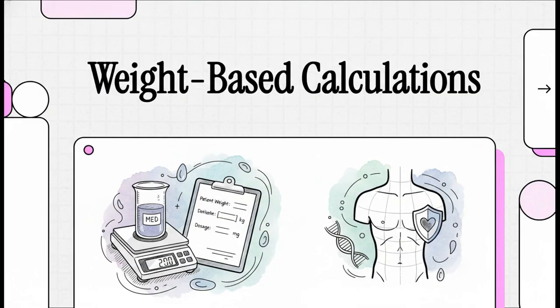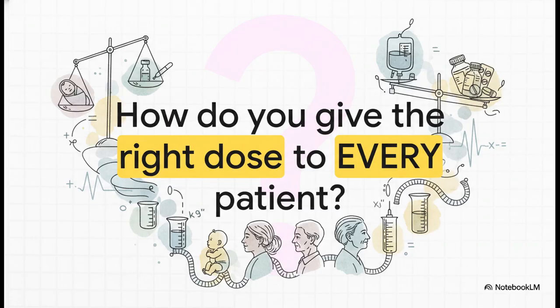You know, in medicine, a tiny math error can have some really serious consequences. So that's why we're going to spend today talking about a critical skill you're going to need to learn: calculating medication dosages based on a patient's weight. So let's break it down on how to get it right every single time.